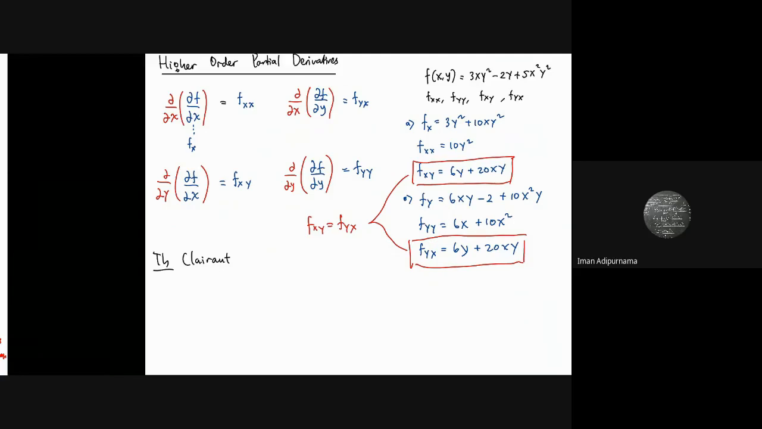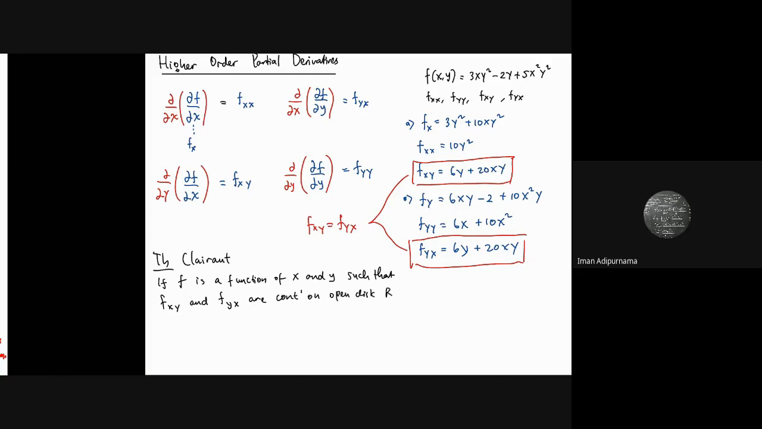Now we have another theorem. It's called the Clairaut theorem. So if a function f is a function of x and y such that the partial fxy and partial fyx are both continuous on an open disk, let's say disk R or disk D is similar, then at every point in that disk they will be equal. Okay, that's the phenomenon.